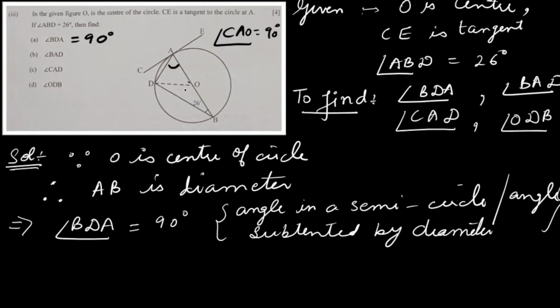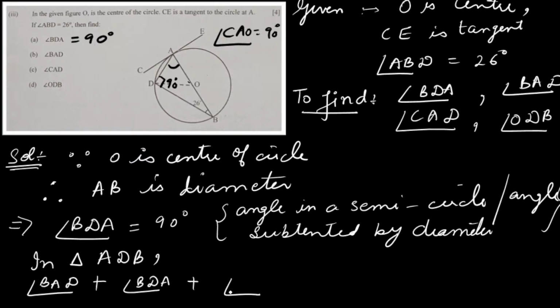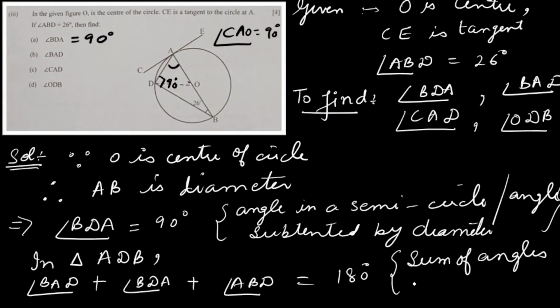We are finding BAD. We can find it, because in this triangle we know this is 90 degrees and another angle is already given to us. So we can make use of the angle sum property of a triangle. In triangle ADB, angle BAD plus angle ADB or BDA, anything you can write, plus angle ABD equals 180 degrees. This is the sum of angles in a triangle.